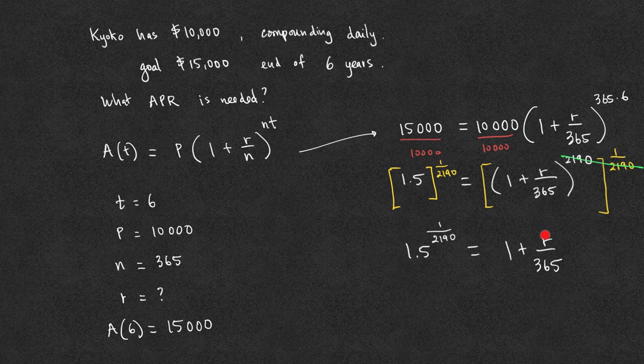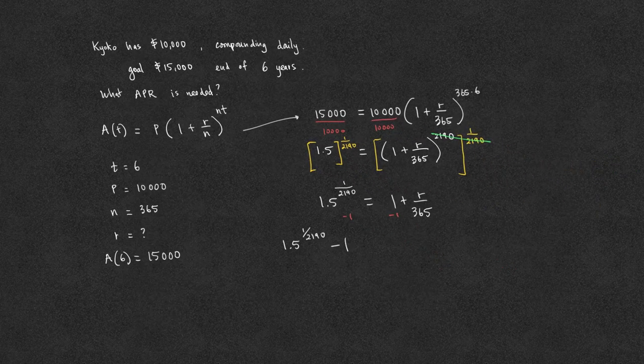Next, in order to get to r on the right-hand side, there are two terms, so we need to get rid of 1 first. To do that, we subtract 1 on the right and therefore subtract 1 on the left. The left-hand side is now 1.5 raised to the power 1 over 2190, minus 1. This minus 1 is not in the power but on the same line as 1.5. The right-hand side is now r over 365. And again, the ultimate goal is to get to r, so we multiply by 365 on the right and therefore multiply by 365 on the left. The right-hand side is now simply r, and that's what we want.